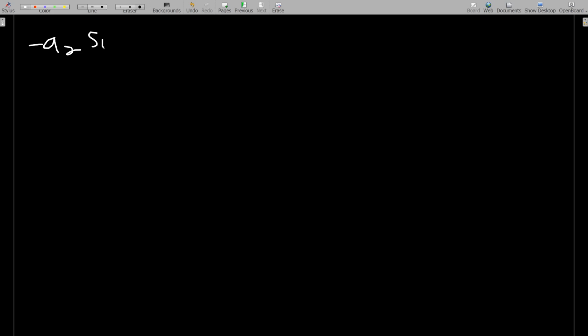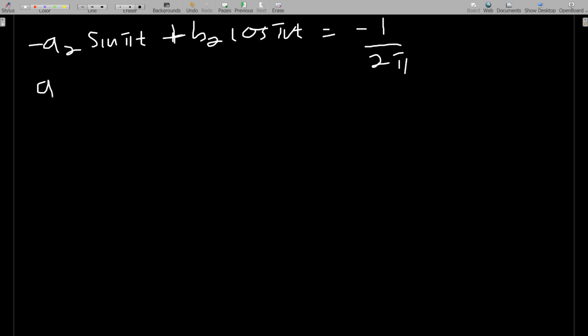So minus a2 sine pi t, then plus b2 cos pi t should be equal to negative 1 over 2 pi. So if I divide through by negative 1, I'll have a2 sine pi t minus b2 cos pi t equals 1 over 2 pi.